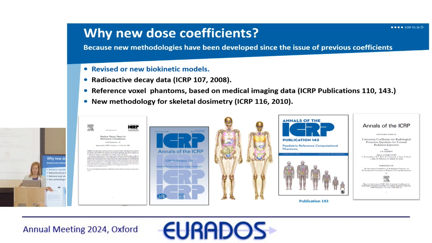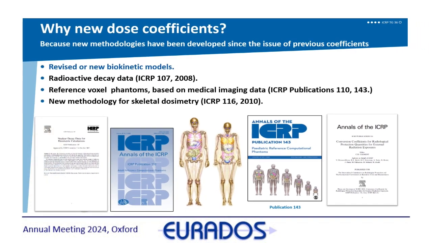There has been much revision since the last issue of this type of dose coefficients. A large revision of biokinetic models has taken place, and also some new biokinetic models have been developed for new substances and new radiopharmaceuticals. There are newer radioactive decay data, also the reference voxel phantoms that are substituted for mathematical phantoms.